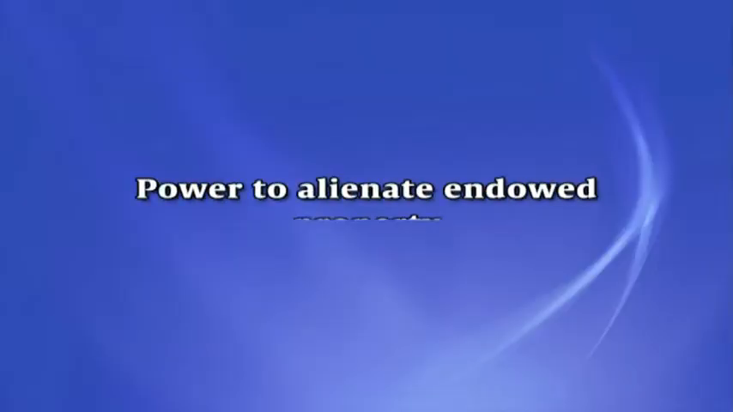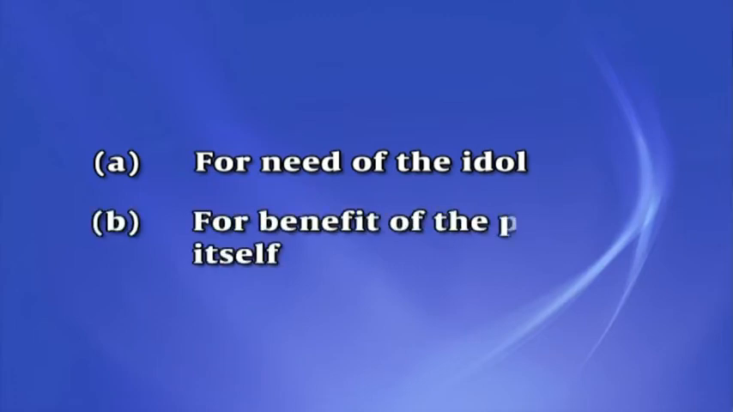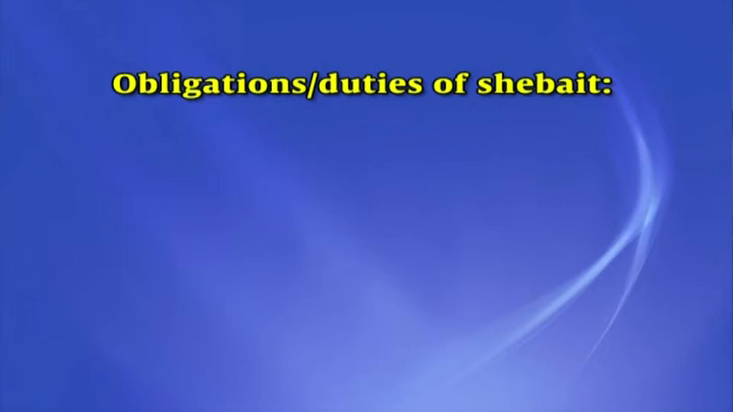Last one is the power to alienate endowed property. Generally, it cannot be alienated by the Shebait, but he can do so for necessity or benefit of the property itself. Broadly speaking, he can alienate the property only for the need of the idol or for the benefit of the property itself. Now let us discuss what are the obligations or duties of Shebait.